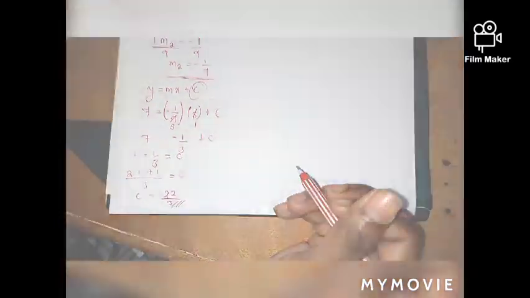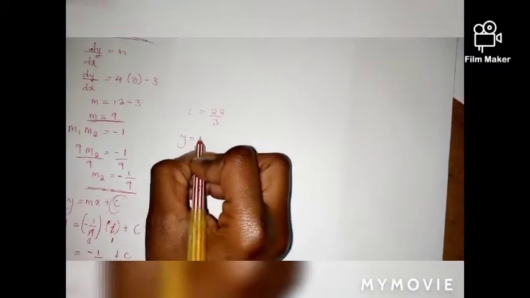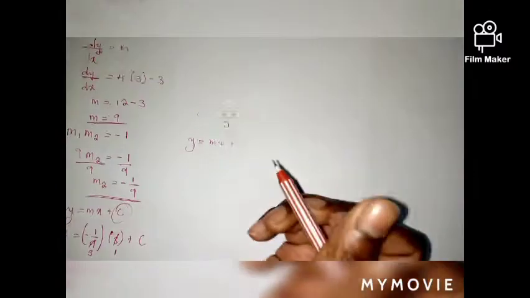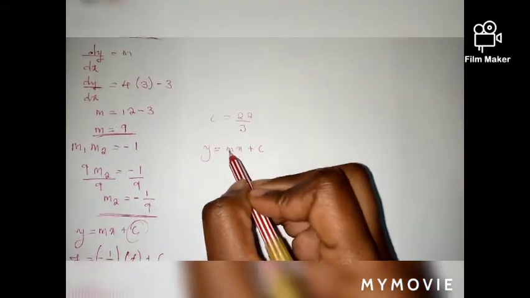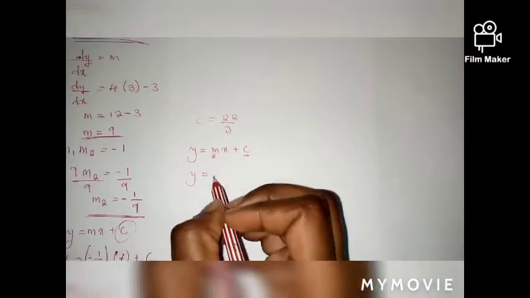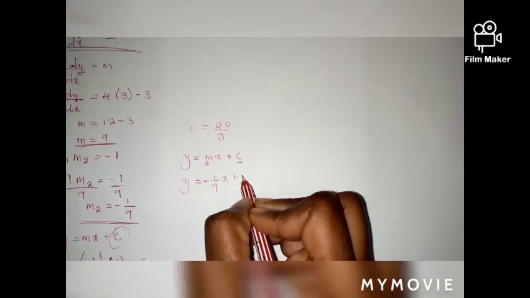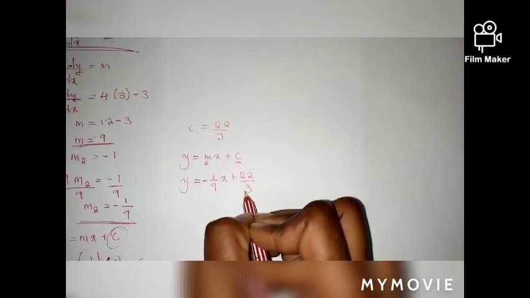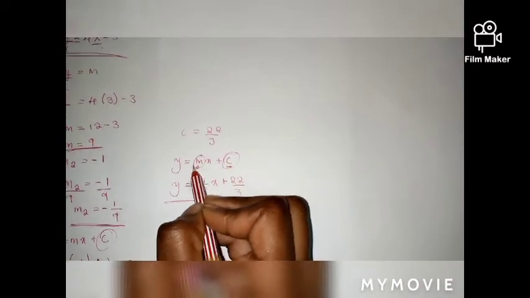So we have found the constant, hence knowing that we're almost there. Now that we found our constant as 22 over 3, our equation is y is equal to mx plus c. For you to find the final equation, the only parts you have to replace are the gradient and the constant. So y is equal to the gradient that we found, negative 1 over 9 x, plus the constant, which is 22 over 3. And this is the final answer. So the main point is replacing the constant and the gradient for the final answer.